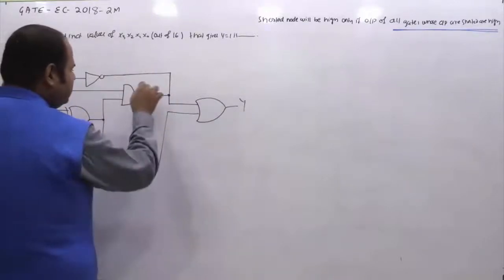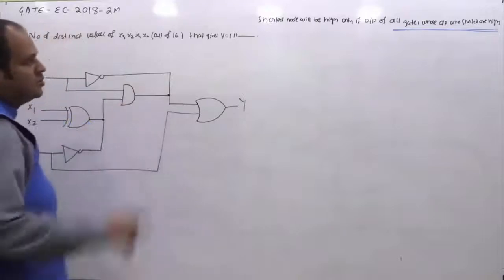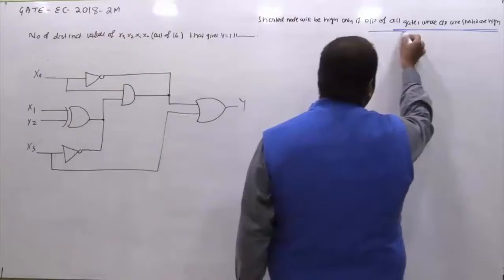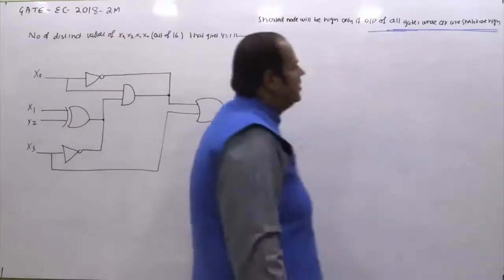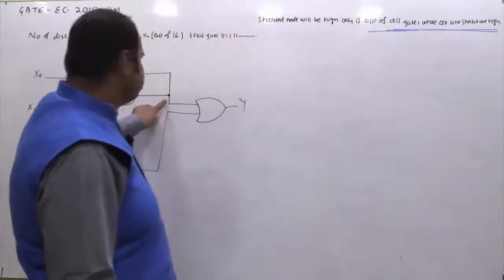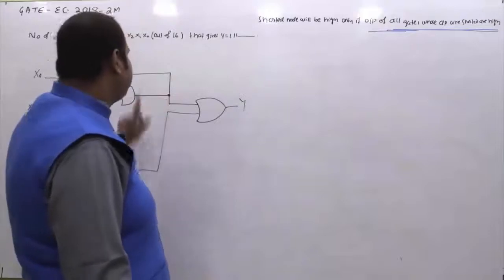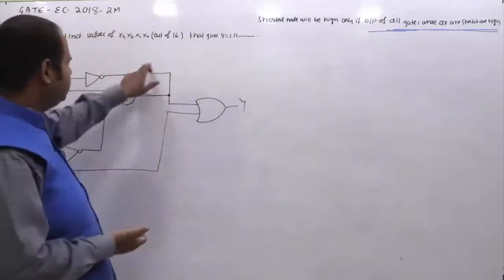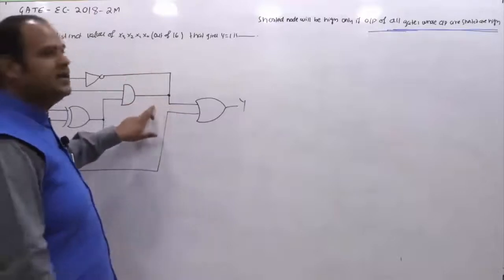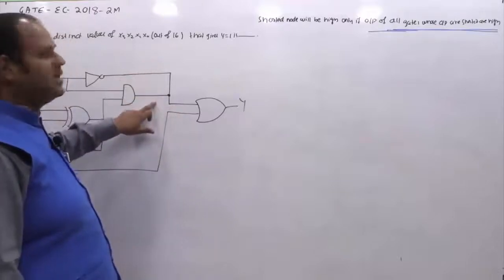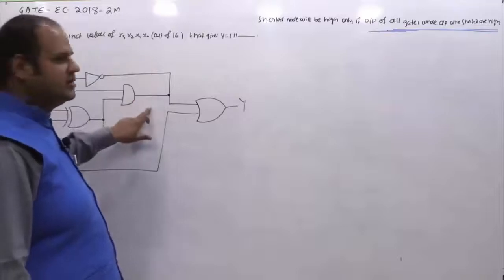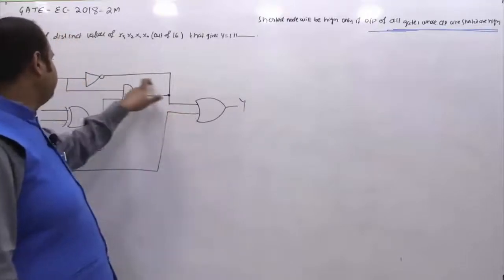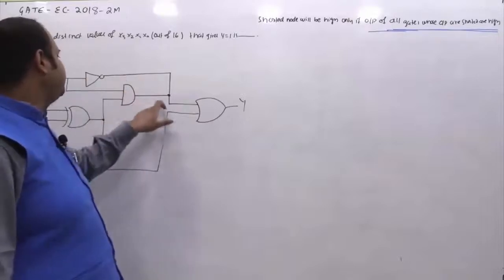If you see this particular node, see the statement: output of all gates whose outputs are shorted are high. With respect to this node, how many leads are connected? Three leads are linked, this and this. But out of the three leads, only these two represent outputs of some gates. This lead is not the output of any gate, but this lead is the output of this NOT gate, and this lead is the output of this gate.